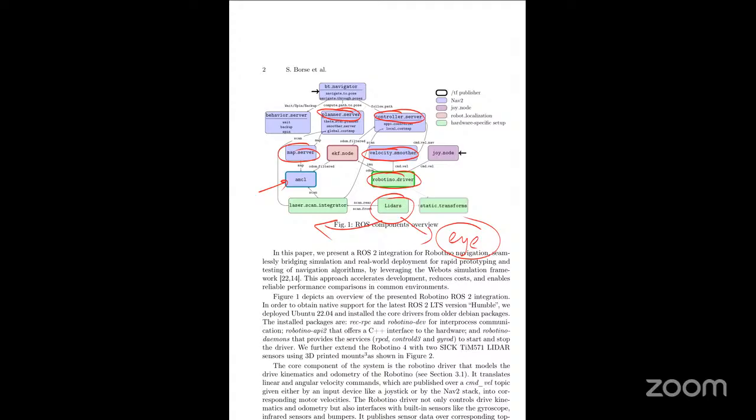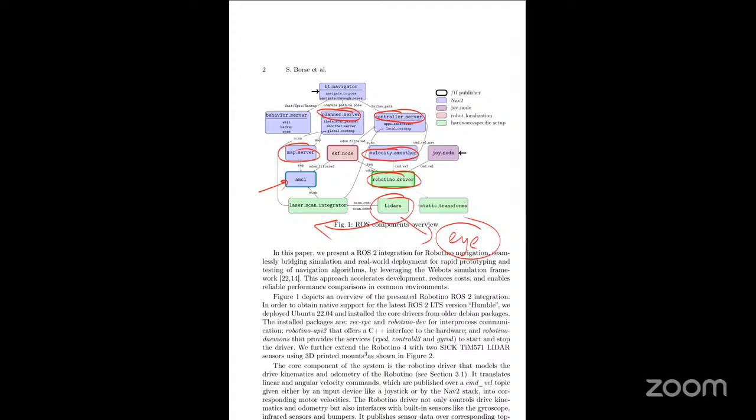Then we have another one called the planner server. Planner server means planning. This is to identify the shortest path. For example, the Robotino is in its current position right now, and the goal is to identify the best path to reach location B from A. So the planner server will be finding the shortest path.